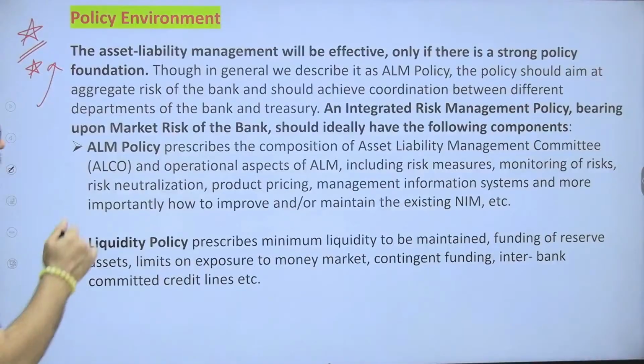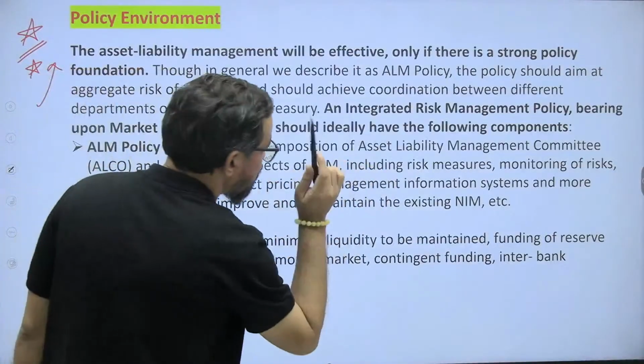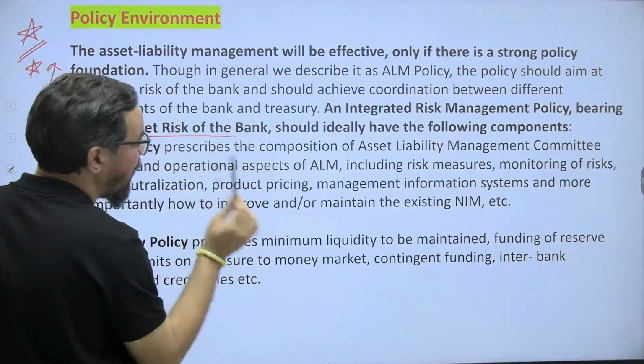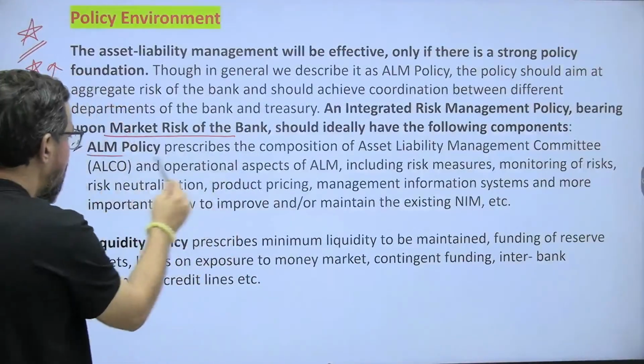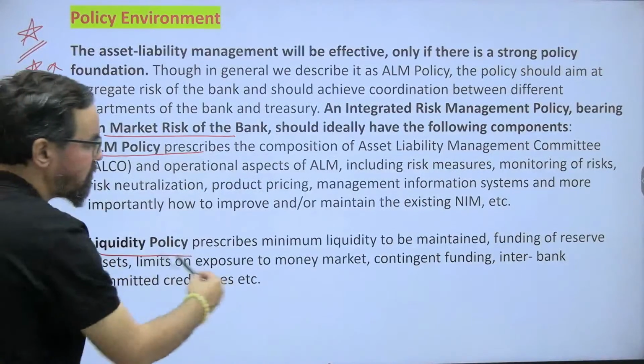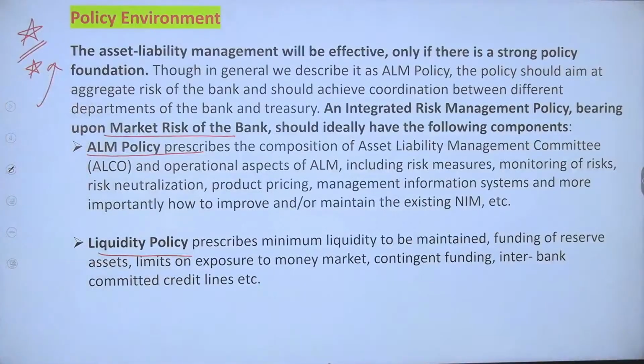So an integrated risk management policy bearing upon the market risk of the bank should ideally have the following areas. One is ALM policy, which prescribes the composition of the Asset Liability Management Committee (ALCO). Liquidity policy prescribes the minimum liquidity to be maintained, funding of reserve assets, limits on exposure to money market, contingent funding and all.